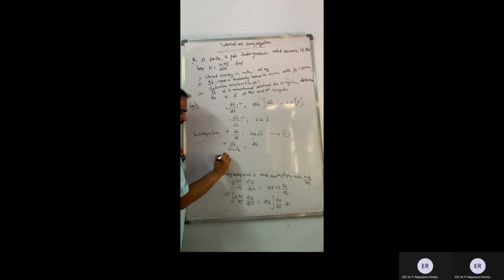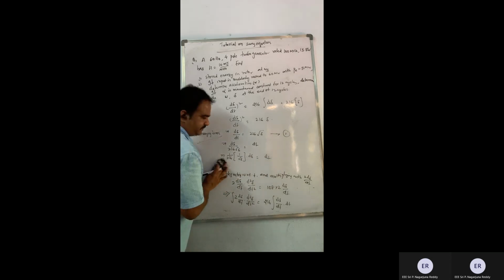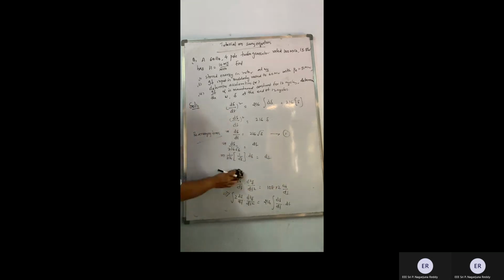And integrating. See, what is this one? 1 by 260, I'll take that separate. This is 1 by root delta into d delta is equal to dt, using the variable separable method of integral. So what will this become, guys? 1 by 260 remains the same.